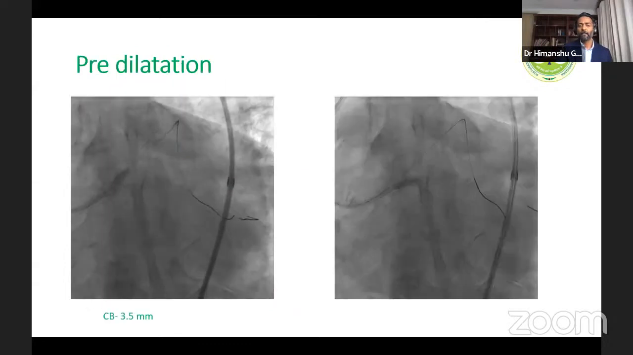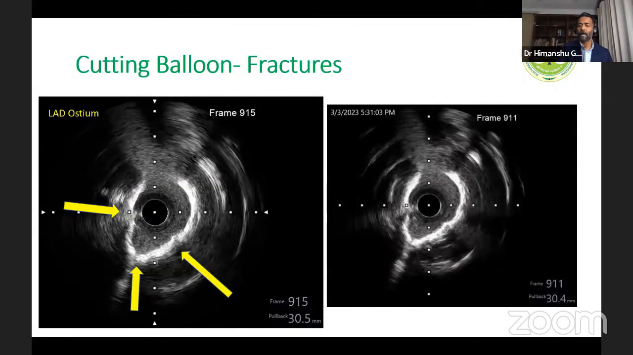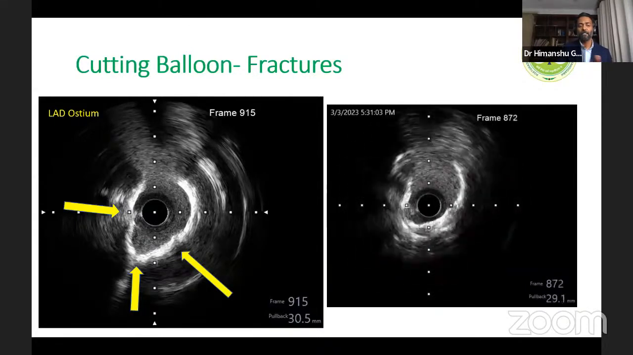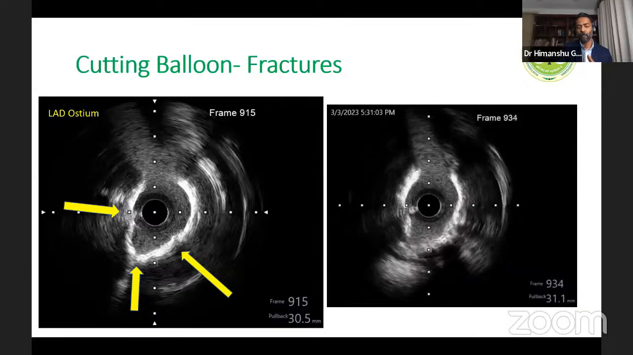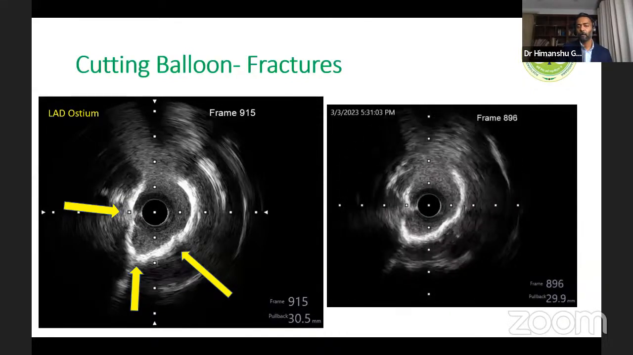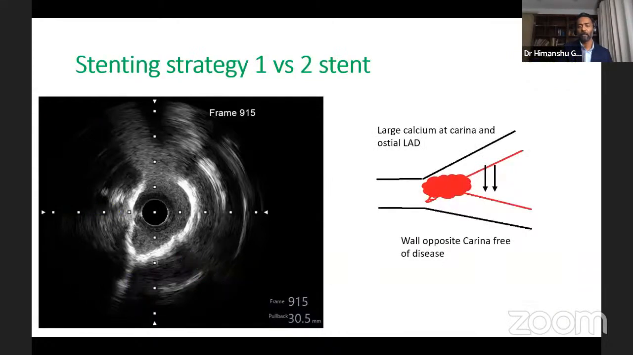After that, we decided to use a cutting balloon or scoring balloon, in this case a 3.5 millimeter scoring balloon, in the LAD and circumflex. After the scoring balloon, we repeated the IVUS at the tightest lesion, that was the ostial LAD. We see 3 cracks, at 5 o'clock, at 7 o'clock, and at 9 o'clock, after the cutting balloon. So you expect that this stent will expand nicely at this location.